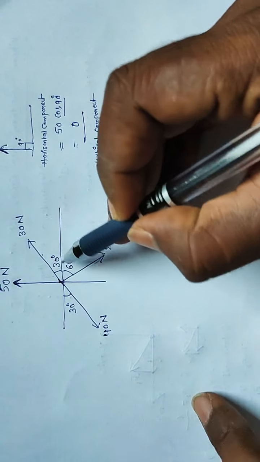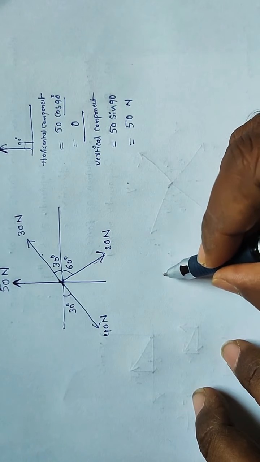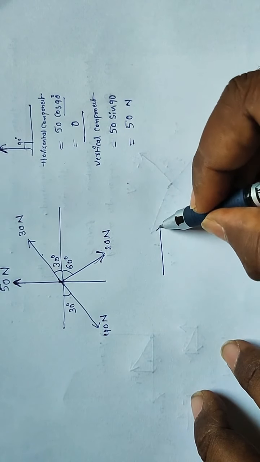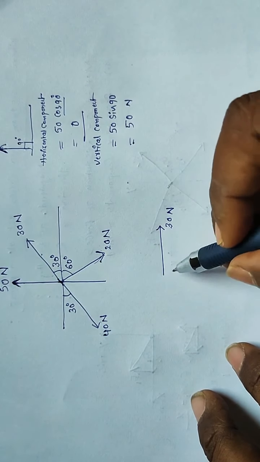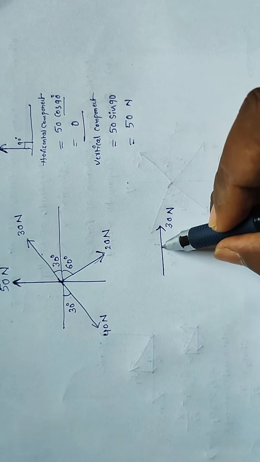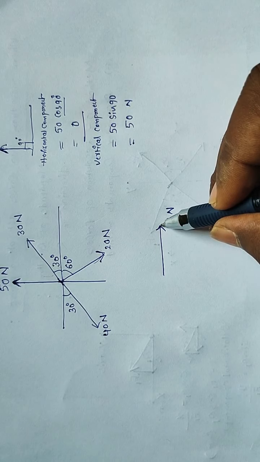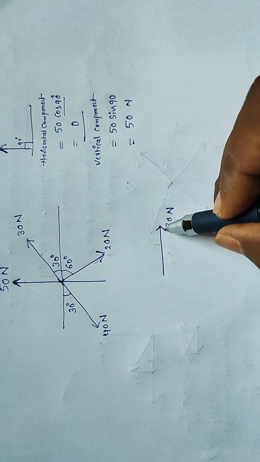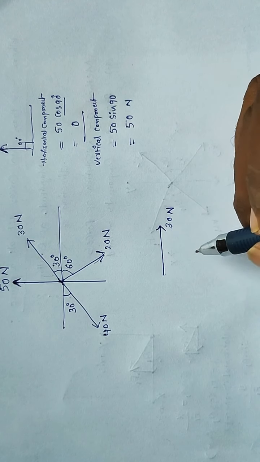So here 30 Newton is making an angle 30 degrees with the horizontal. For example, in the problem, if it will be given like this, 30 Newton force is parallel to the horizontal axis. That means it is making 0 degree angle with the horizontal.